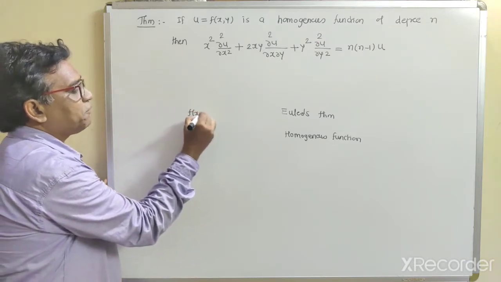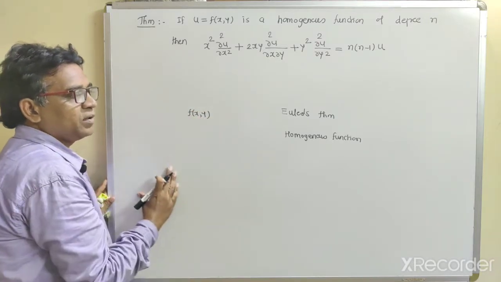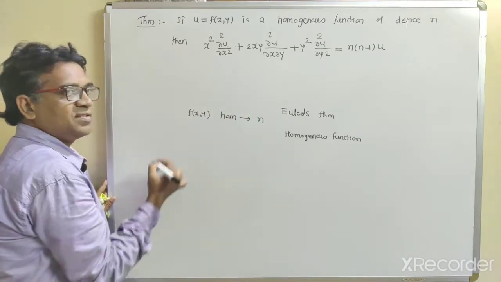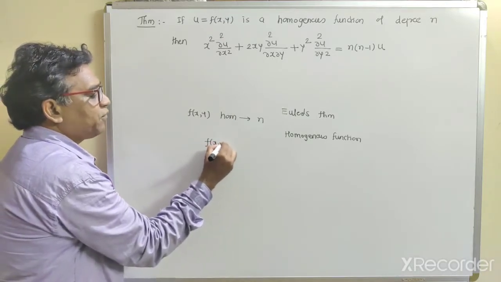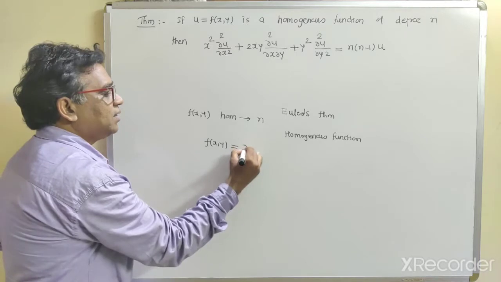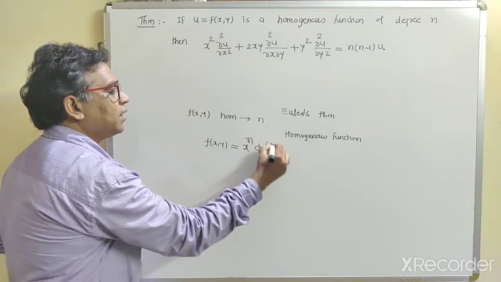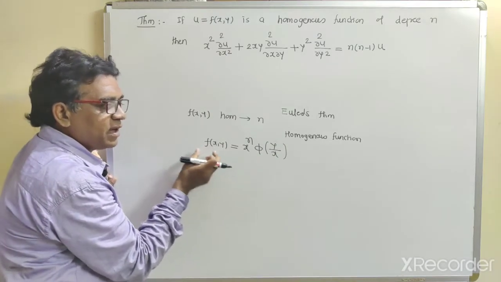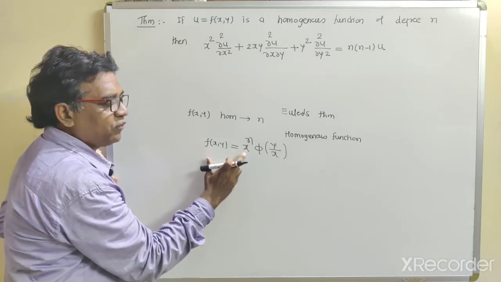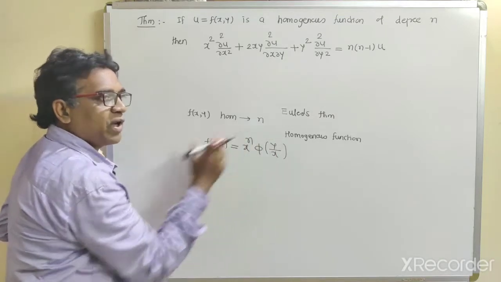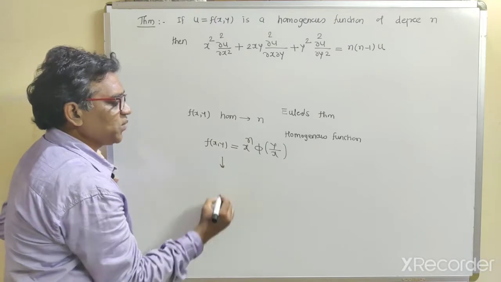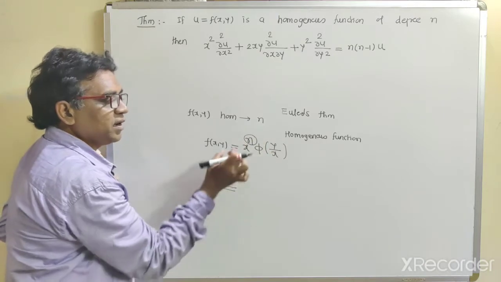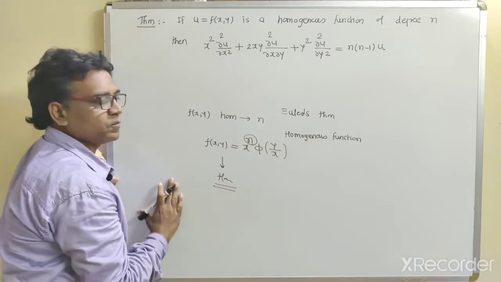A function f(x,y) is said to be a homogeneous function of degree n, means that this f(x,y) can be expressed in the language of x raised to n into a function of y by x. If we express f(x,y) in this way, then this f(x,y) is called the homogeneous function, and this n represents the degree of that homogeneous function.